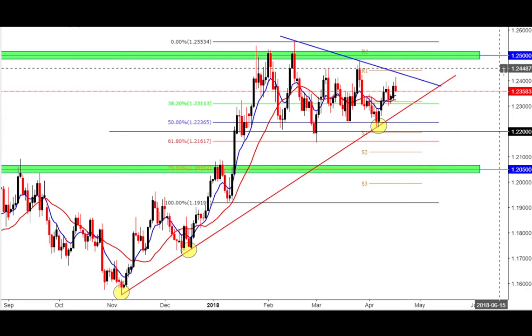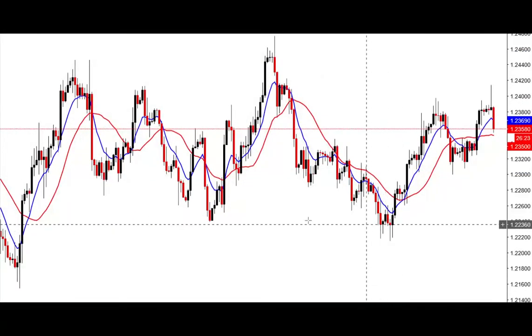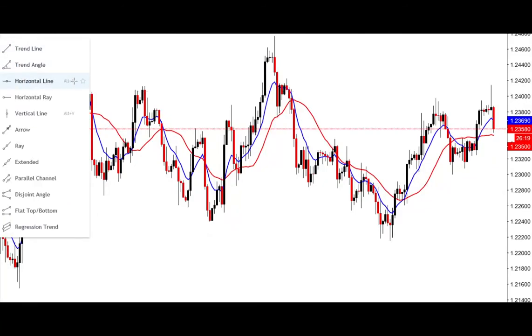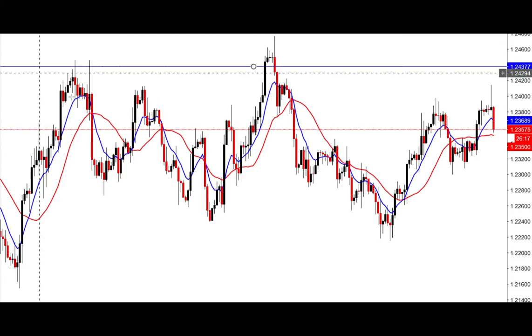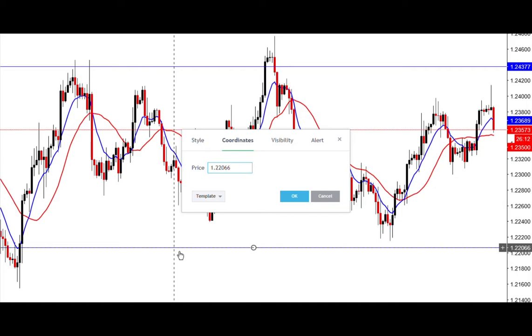So I'll maybe go down to the 4-hour charts. So this is my 4-hour chart. As usual, I'll mark the levels. So I'll start with 1.22. When you're marking the levels, it doesn't mean you mark all the levels. You mark the necessary levels as you go down lower and lower to the time frame.